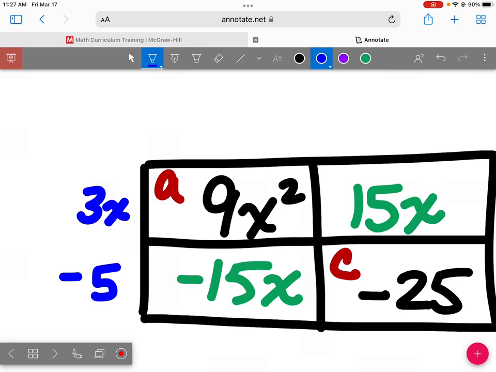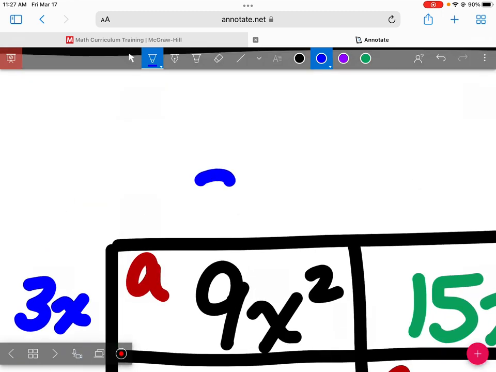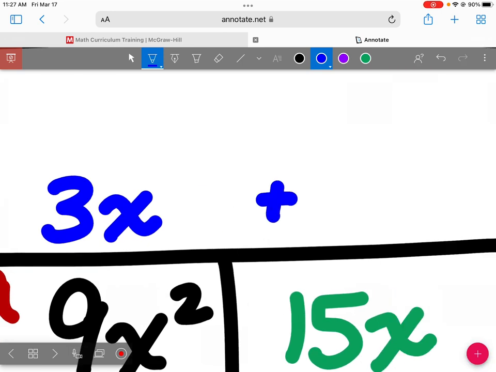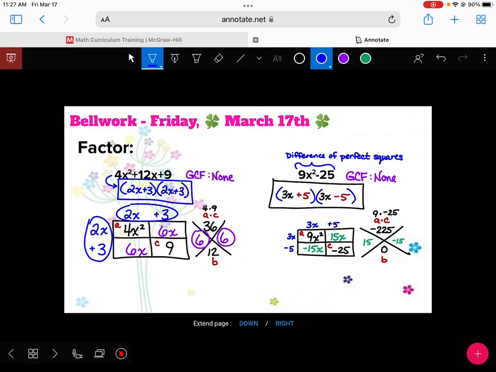9x squared, negative 15x. What goes into both of those? 3. So I would have a 3x. Positive 15 and negative 25. Positive 5. Notice that I get the exact same 2 factors if I do it using the area model method as I do using the shortcut. For some of your difference of squares, it's just as fast to do it that way. When these numbers get really big, I would always use the shortcut there.